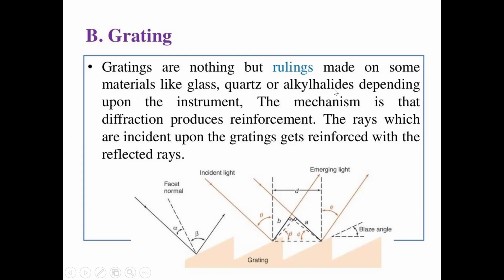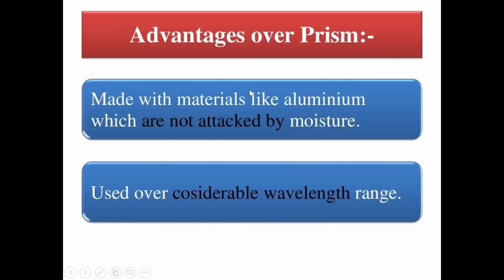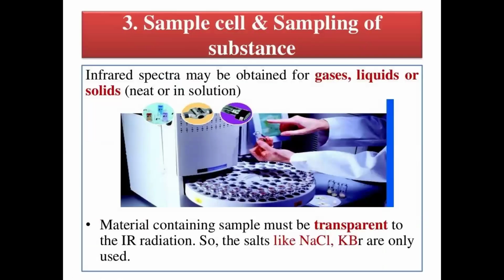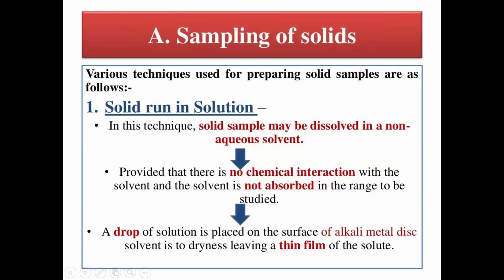Alkali metal halide gratings are used in case of IR spectroscopy. Glass and quartz gratings are used in case of UV visible spectroscopy. Next, sampling in infrared spectroscopy. So this is very important. Gases, liquids, and solids. How to handle these different types of the samples in infrared spectroscopy. First, handling of solids. So there are 4 methods in handling of the solids.